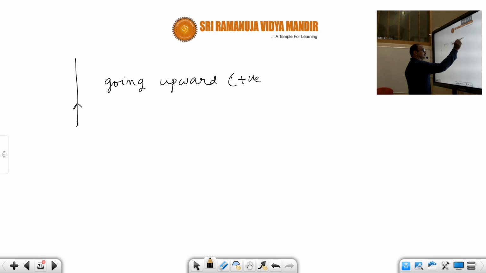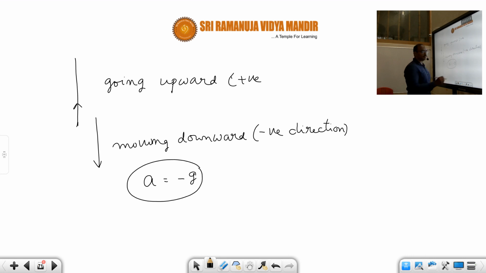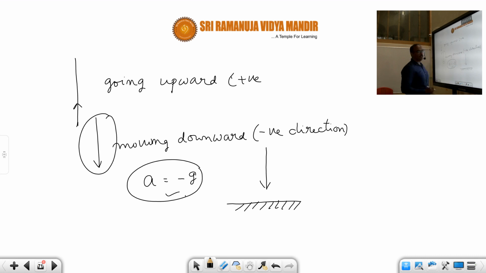And moving downwards, consider it as a negative direction. And whether an object is projected vertically upwards or freely falling, consider acceleration is always minus g. Why? Because acceleration due to gravity always acts towards the ground, that is the downward direction. Since it is the downward direction, a is to be taken as minus g. Okay students?